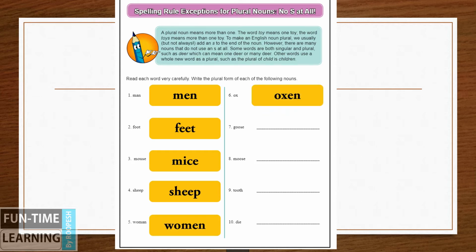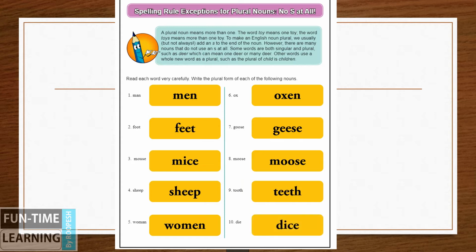Goose, geese is correct. Moose is correct. Tooth, teeth is correct. Dies is correct. Here the word die can also have a meaning as a verb, but here it is used as a noun.